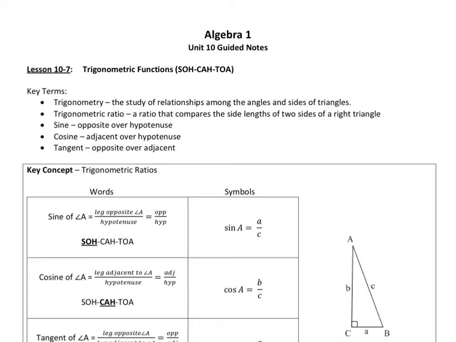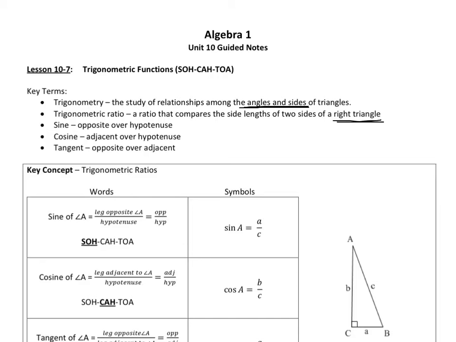Now, trigonometry looks at not just angles or just sides, but it studies the relationship among angles and sides together and how they relate to each other. A trigonometric ratio is specific to a right triangle, and that compares the side lengths of two sides of a right triangle and then relates it to an angle.